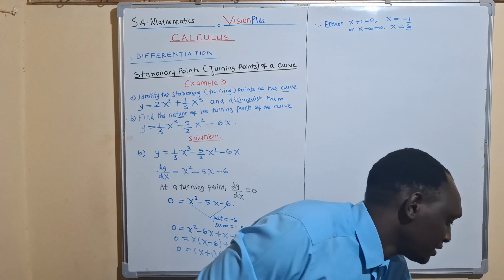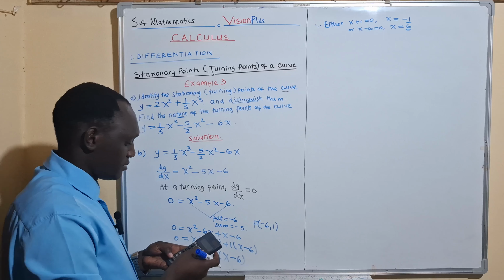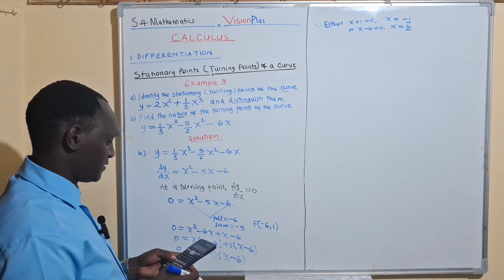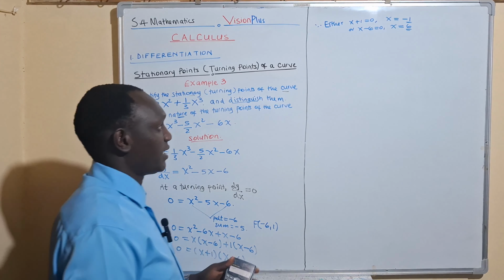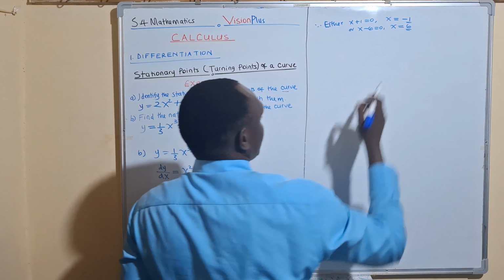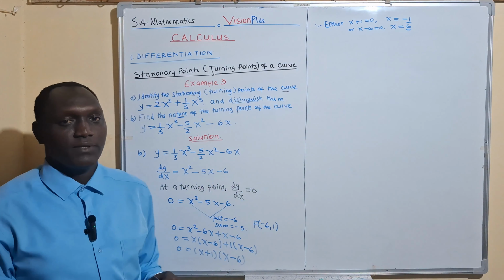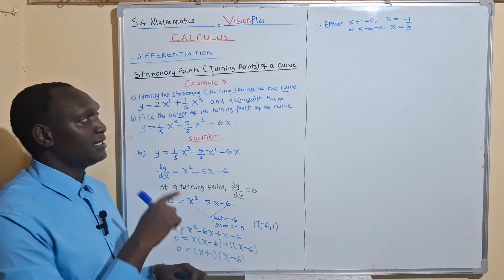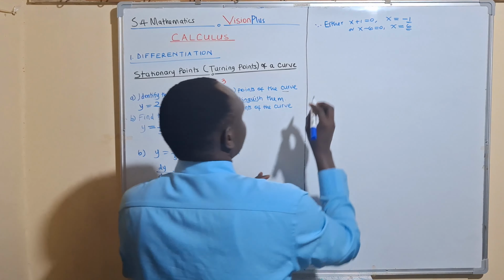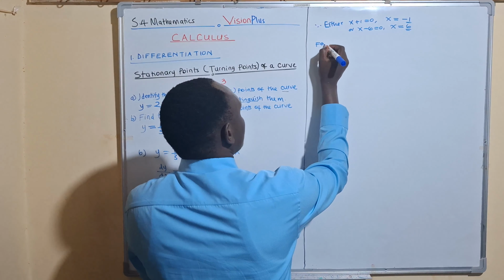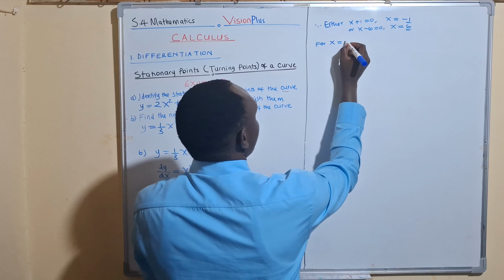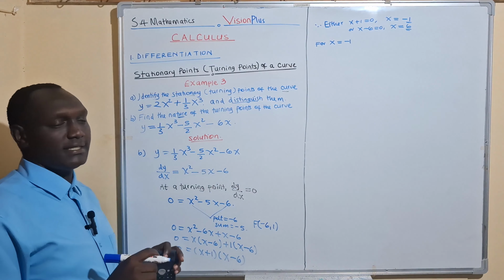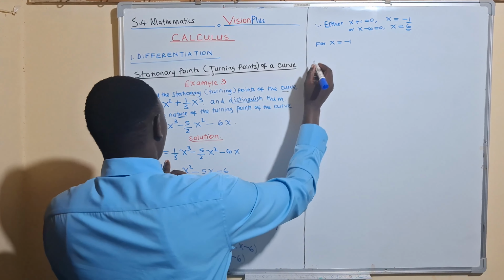Let me prove it from the calculator. Equations of degree 2, with coefficients 1, negative 5, negative 6, gives 6 and negative 1. Now, these are the values of x at the turning points. This means that there are two turning points. The first one is when x is negative 1, the second one is when x is 6. Now, what are the corresponding values of y? When x is negative 1, what is the corresponding value of y, so that we can get the coordinate point? So substitute for x here.